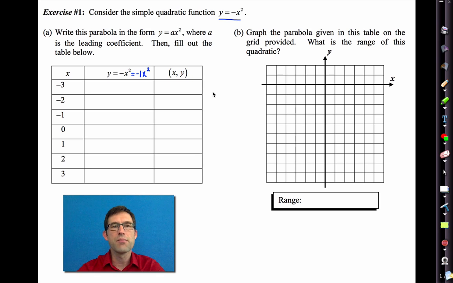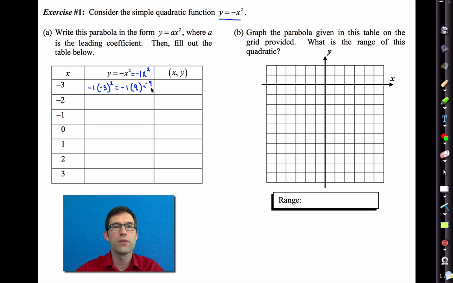Now, that's exceptionally important. A lot of people will look at negative x squared and think, okay, I should take the x, multiply it by negative 1, and then square it. But that actually gets the order of operations incorrect. What we're supposed to do is take the x, square it, and then multiply it by negative 1. So for instance, when x is negative 3, we square the negative 3, get positive 9, and then multiply it by negative 1 to get negative 9.